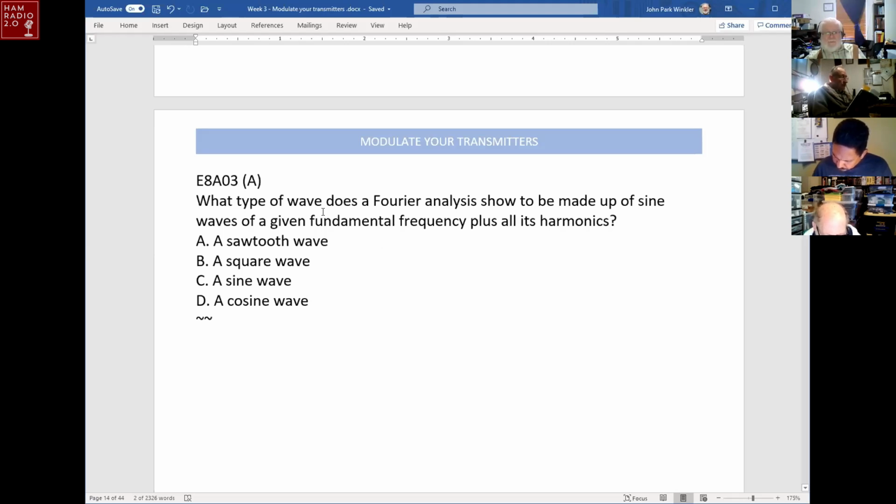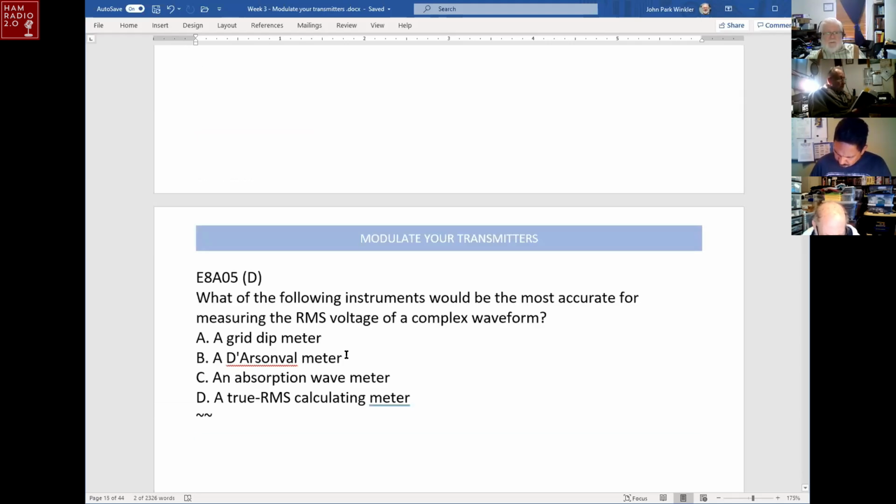The next question also deals with the Fourier analysis, and it's what type of wave does a Fourier analysis show to be made up of sine waves of a given fundamental frequency plus all its harmonics? And the answer is a sawtooth wave. For most of us, the best way to deal with this is just remember a sine wave and all its harmonics is a sawtooth. West has a thing about a symmetrical sawtooth in his notation on this question, if I remember correctly.